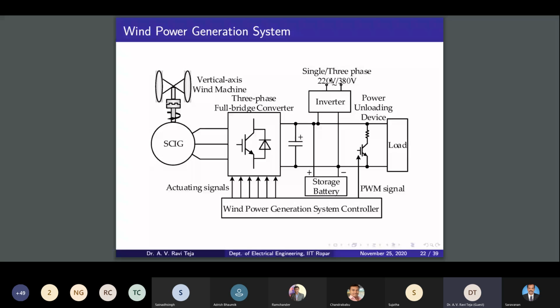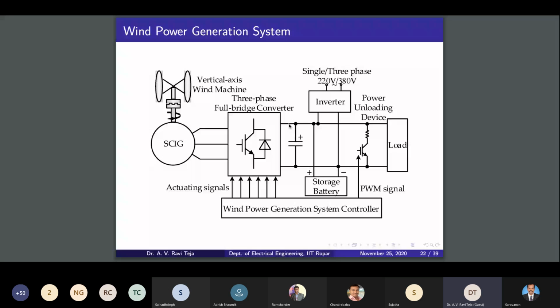So if you see here, if I want single phase, only 230. If I want three phase, then again 400. So for that, around 600 volt DC link I have to maintain. So even at the smallest rotation of the wind turbine blades, you have to make your system such that you get at least 400 volt for single phase, at least 600 volt for three phase, right?